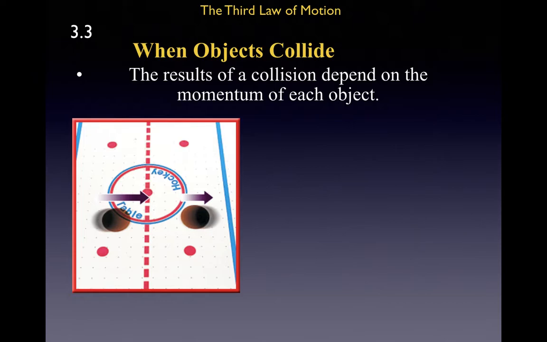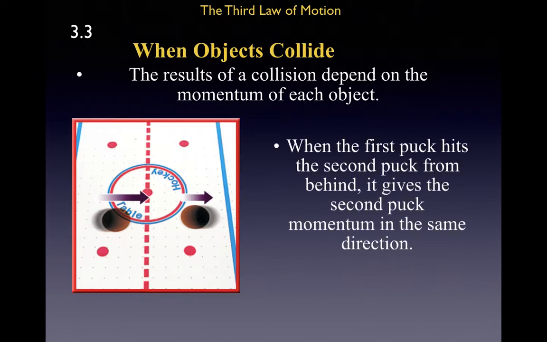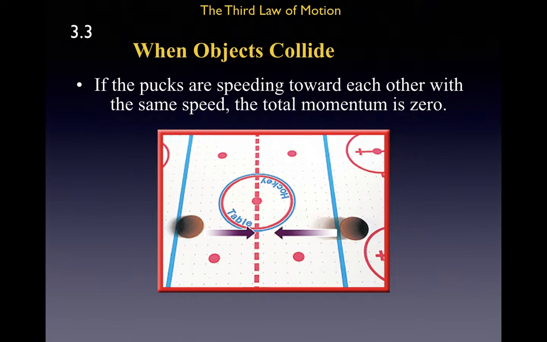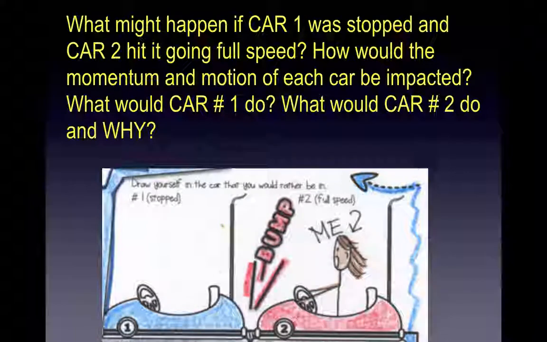When objects collide, the result of the collision depends on the momentum of each object. When the first puck hits the second puck from behind, it gives the second puck momentum in the same direction. If the pucks are speeding towards each other with the same speed, the total momentum would be 0. What might happen if car 1 was stopped and car 2 hit going full speed? How would the momentum and motion of the cars be impacted? What would car 1 do? What would car 2 do?